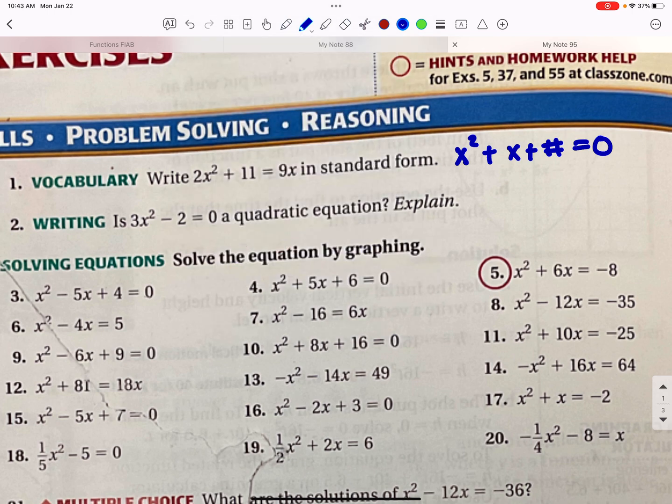That's the order. So we need the x squared guy to be first, we need the x guy to be second, we need the number guy to be last, and then over here we have to have 0. So this guy's just got to get moved over here. So we're going to move the 9x over to this side, which makes it negative 9x, and we're going to have 2x squared minus 9x plus 11 equals 0. We always want to equal 0 when we set up these equations.